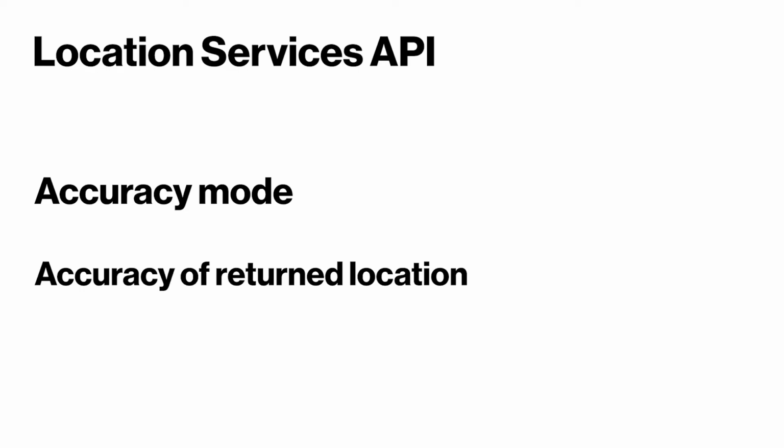Accuracy mode is an integer representing the requested accuracy of the returned location. Coarse location, which is 0, is currently the only supported value.